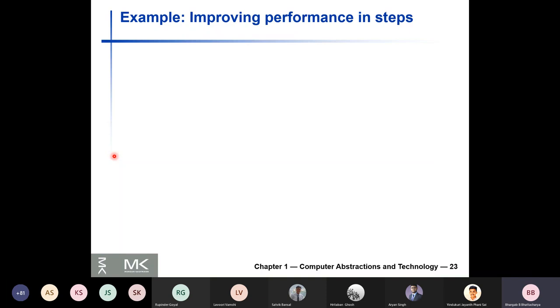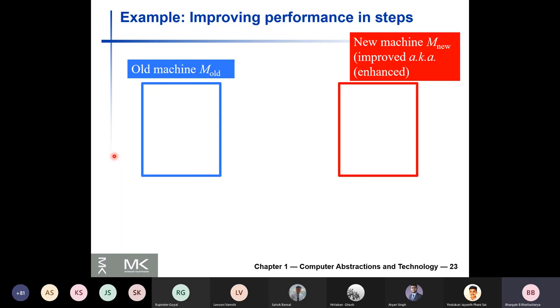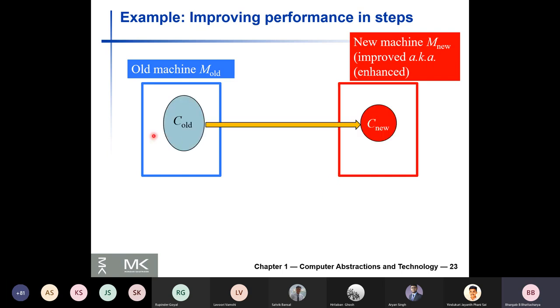So, improving performance in steps. That's how the computers are designed. You have an old machine, M old, and now we are going to produce a new generation of machine, M new, which is called an enhanced machine or an improved version of the machine. While designing the new machine, my objective is to improve performance, reduce the CPU time. I cannot improve all the components simultaneously. There are many limitations. So let us choose a certain portion or certain components of the old machine, C old. And only this component has been improved in the new version, C new.